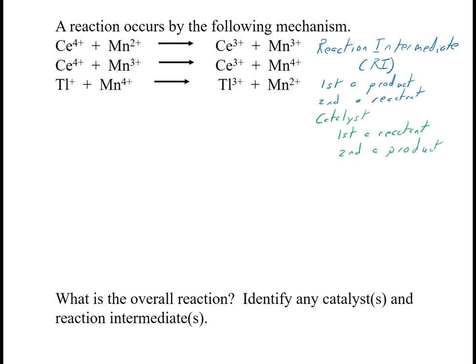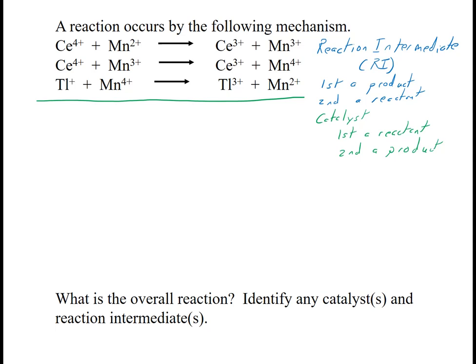So this problem does what I said the last problem should do, which is: what is the overall reaction, and identify any catalyst and/or reaction intermediates. So I'm first going to determine what my overall reaction is, and as in the last problem, we go through all of the reactants and check to see if any of them can be canceled out. Ce4+ is over on the reactant side twice, but it's not over on the product side at all, so I'm going to add these when I write my overall reaction.